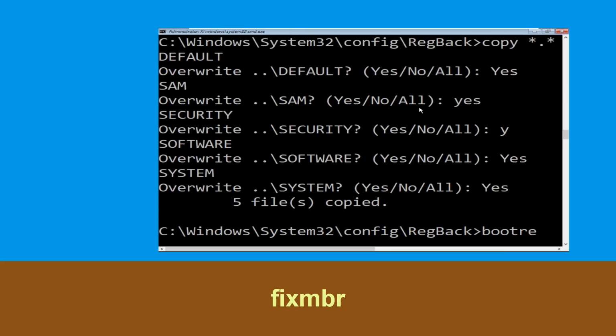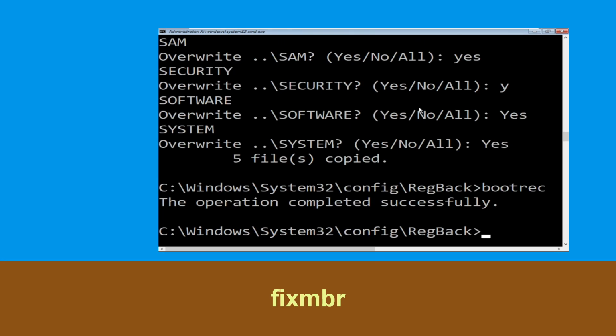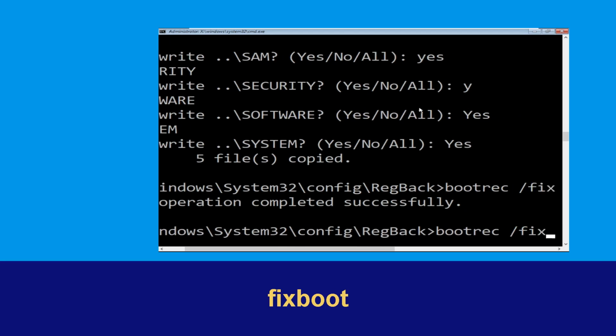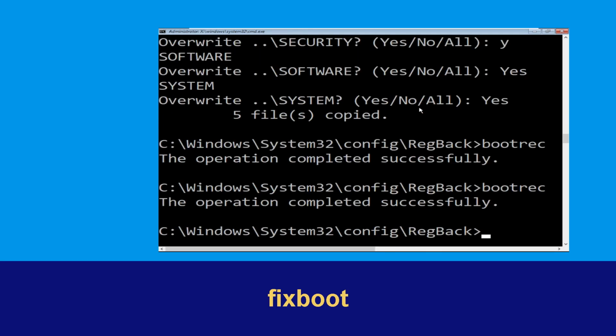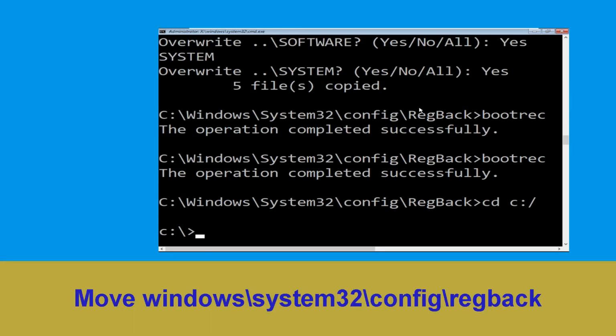Now type bootrec /fixmbr and simply hit enter. Now type in bootrec /fixboot and simply hit enter to execute the command. Type cd c:\ and hit enter. Now type cd windows\system32\config\regback and hit enter to execute.